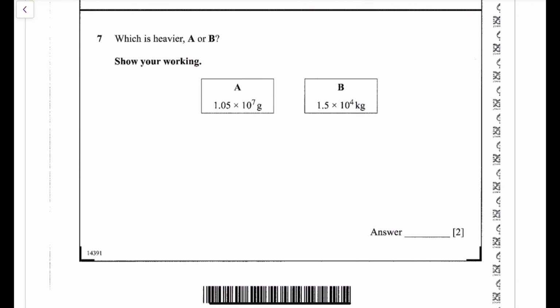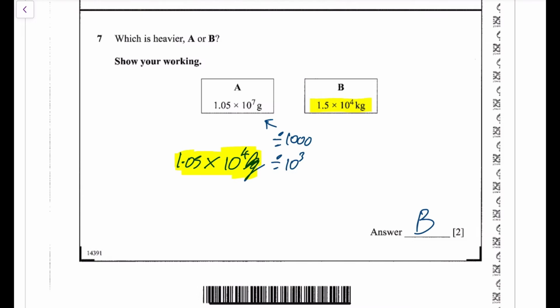Question 7, which is heavier, A or B? The trick here is the units are different. So let's make this one into kilograms by dividing by 1,000. So you divide by 1,000, that's the same as dividing by 10 to the power 3. So it becomes 1.05 times 10 to the power of 4 kilograms. And then it's very easy to compare them because they're both being multiplied by the same power of 10. B is a slightly heavier one then, so it's just B.